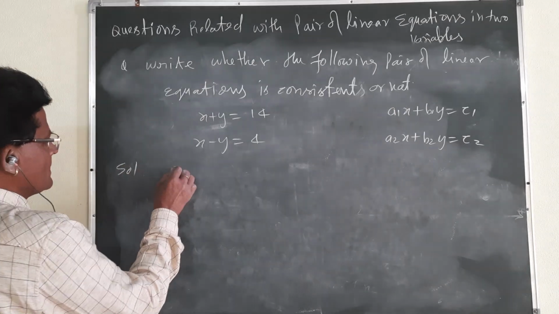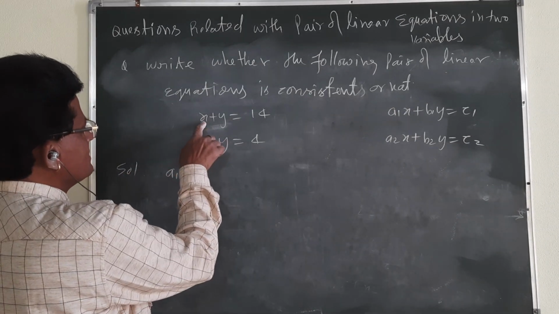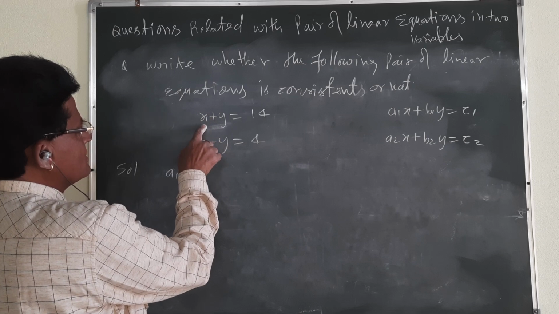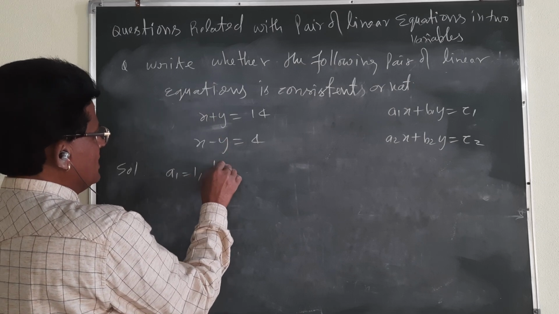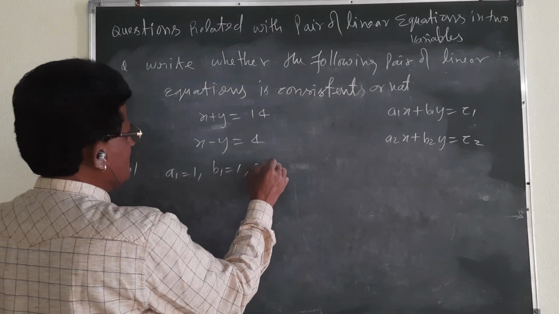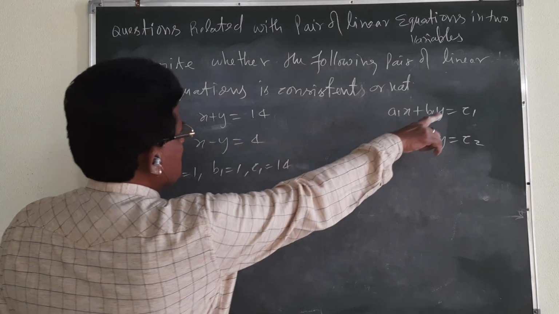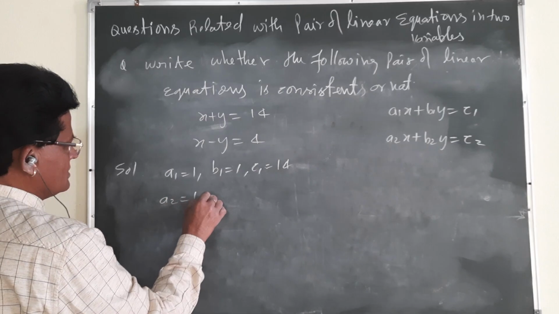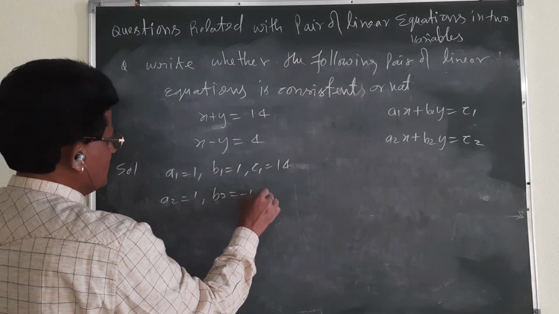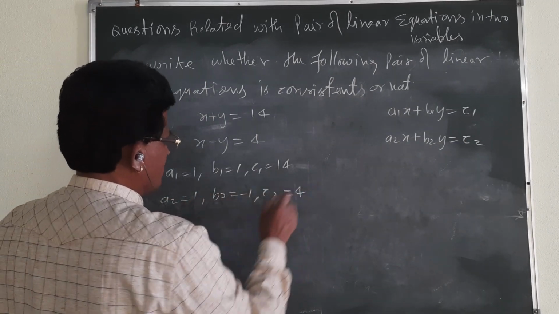See, a1, here it is 1. 1 into x means x. a1 is 1 and b1 is also 1 and c1 will be 14. You compare, in place of c1 is 14 over here. a2 is 1, b2 is minus 1 and c2 is equal to 4. Okay.